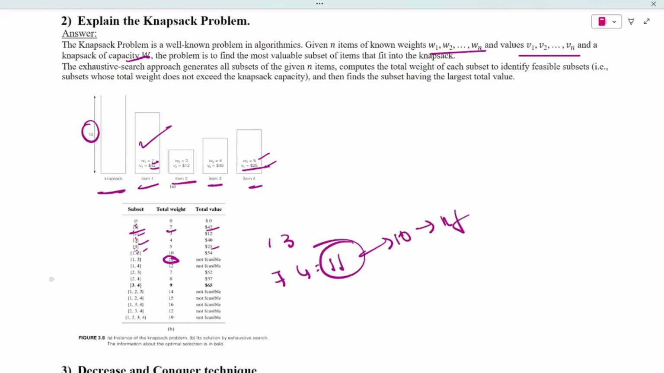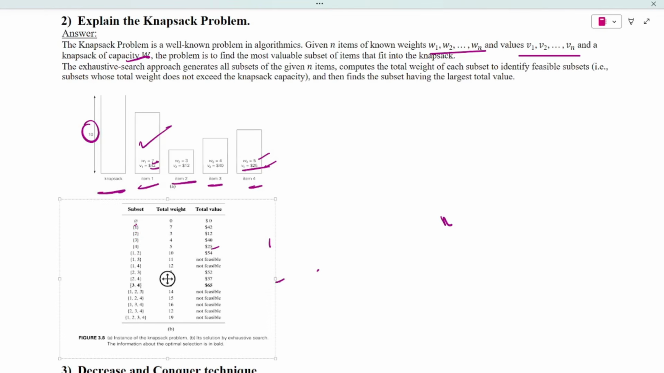I hope you are getting this concept. Okay, how this works: basically, if the maximum capacity is exceeded, you will write it as not feasible. I'm just going through it briefly. Okay, I'm not going deeper, I'm just explaining.